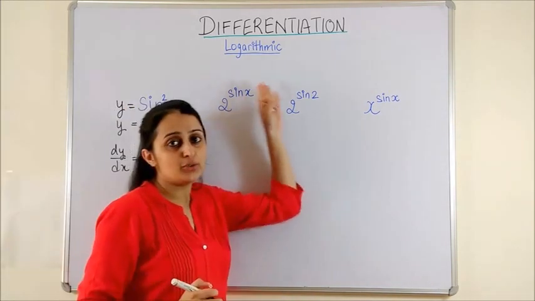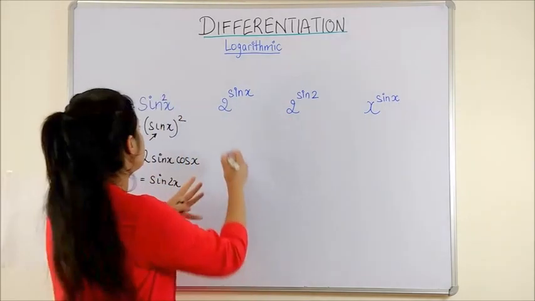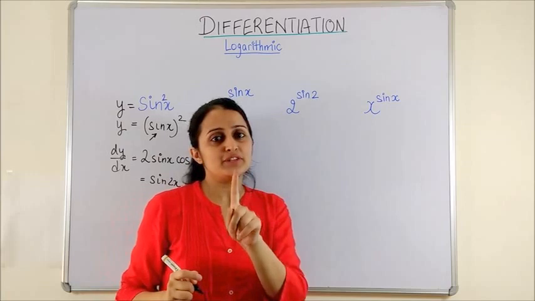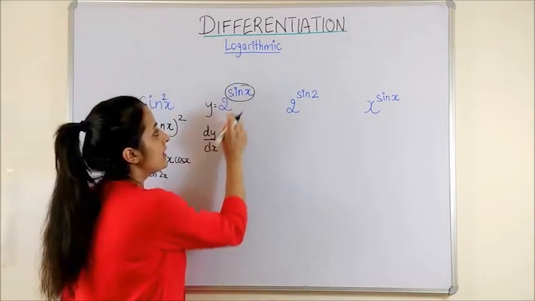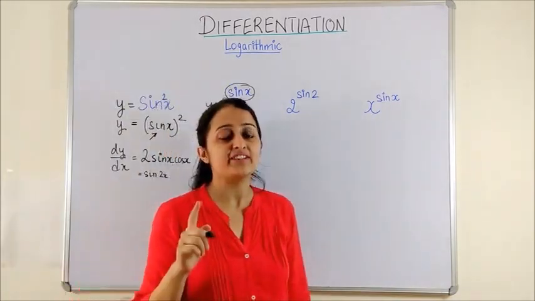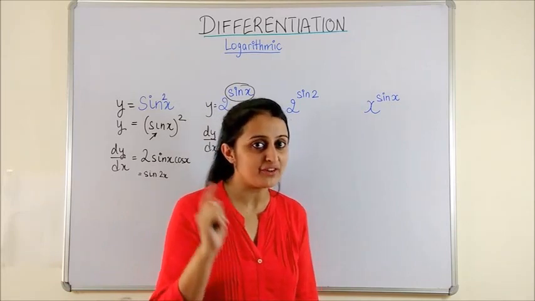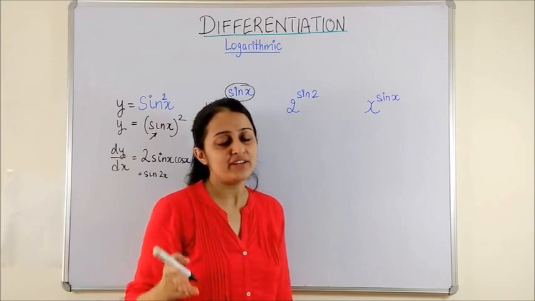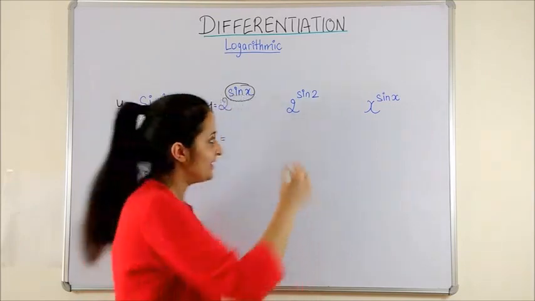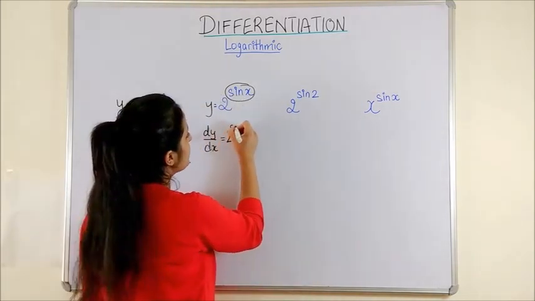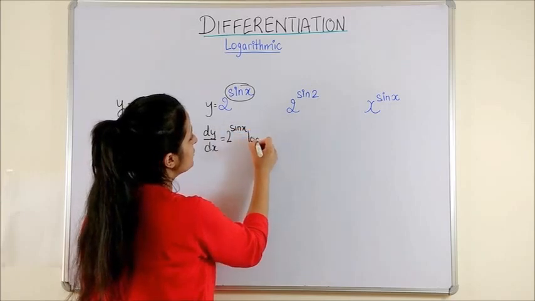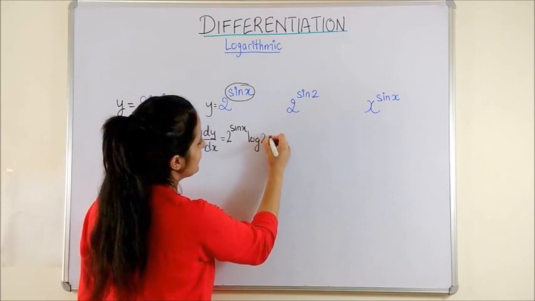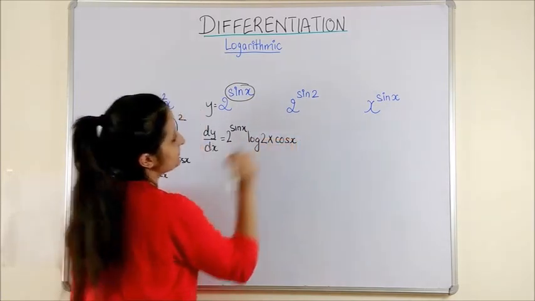Moving further, 2 raised to power sine x. In order to differentiate this, please refer to part 1 for this chapter, where a to the power x has the derivative a to the power x log a. So, this comes as 2 to the power sine x into log 2. But further, as you see, the function is sine x, so you get an extra cos x.